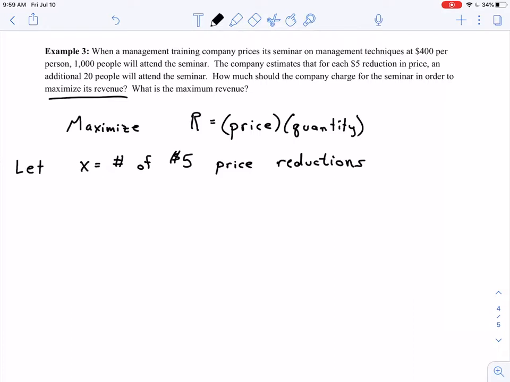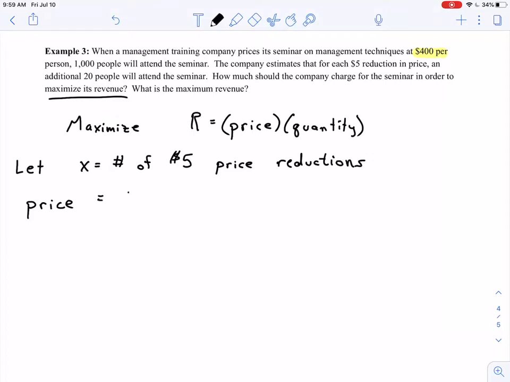So okay, now what I'd like to do is write an equation for the price and for the quantity. So my price here in this case, usually in these types of problems, you're given a baseline. They say, okay, maybe we did some market research and we determined that if we start charging $400 per person, 1,000 people attend the seminar. And I really want to hone in right now on that $400 per person. I'm going to treat that sort of like my starting value.